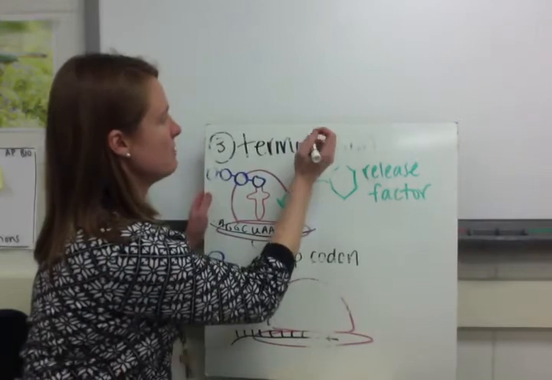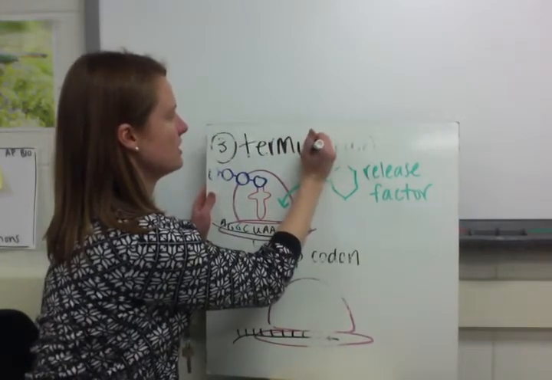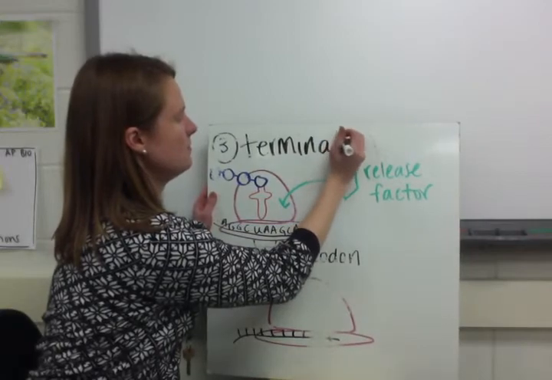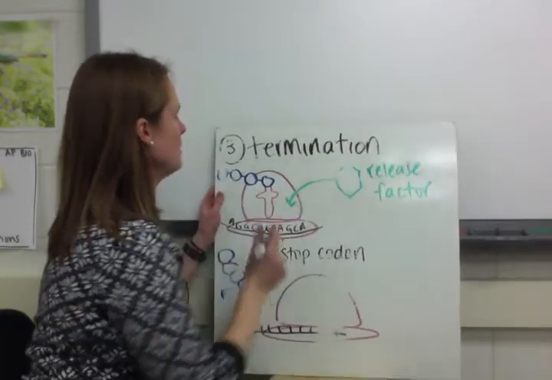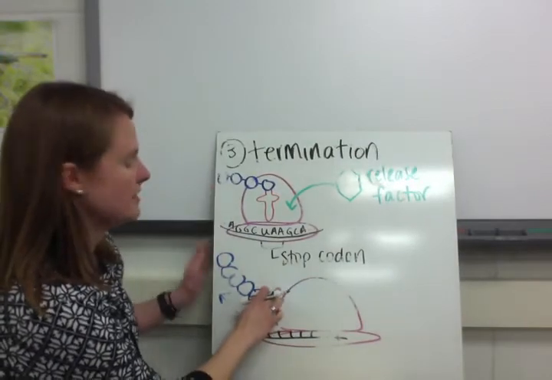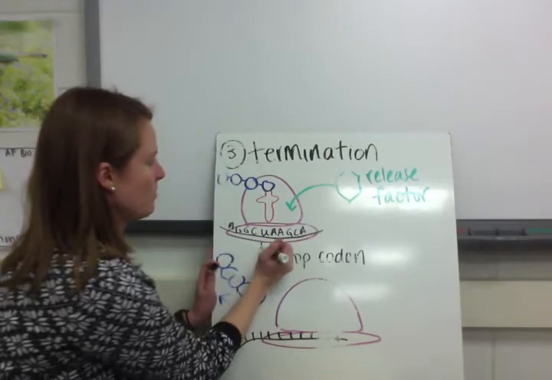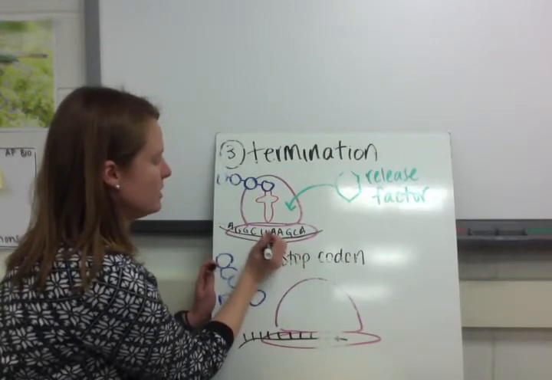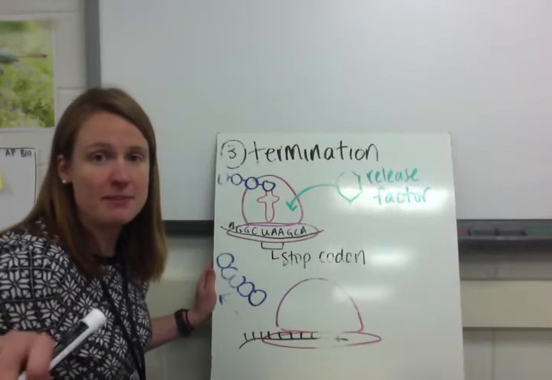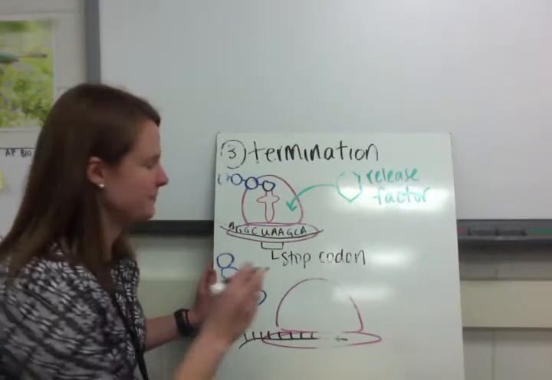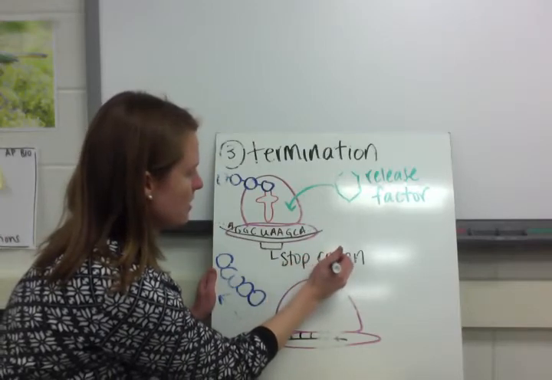So eventually we need to get to termination. Eventually the protein's going to be done. The way that this works is when the ribosome reads a stop codon. One example of a stop codon is UAA. The ribosome knows that it's time to stop translating. So this is a stop codon.